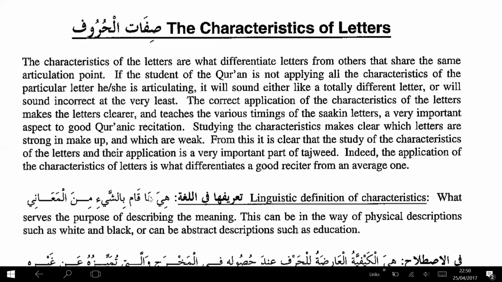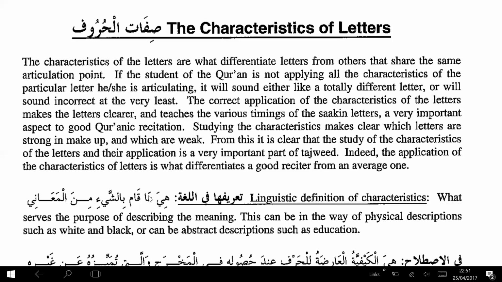a different letter. Same way like Sa and Sa. If I don't differentiate the sifat between them, they will sound the same. They will sound sa and sa. But one is sa, the other is saw. So if you don't apply all the sifat for the letter that you are reciting, it will come as a totally different letter, or if not, then it will not be correct.